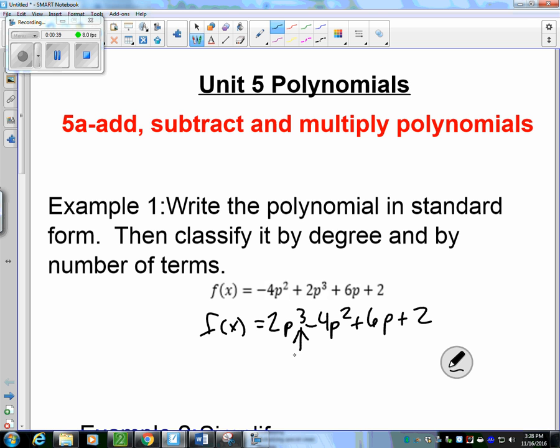The biggest exponent here is 3. That is our degree. It's a degree 3, and the name of this is going to be cubic. There are 4 terms here. There's no special name for a 4-term polynomial, just 4 terms. If it was a 3-term polynomial, it would be a trinomial. If it's a 2-term polynomial, it would be a binomial. If it's a 1-term polynomial, it would be a monomial.